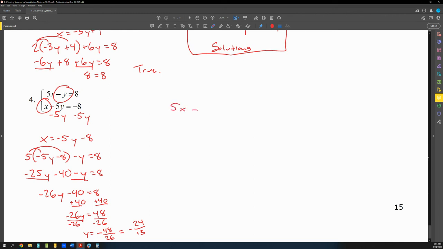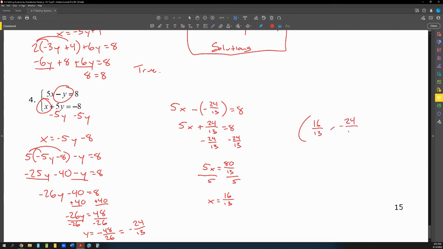So we have 5x minus a negative 24/13 is equal to 8. So now we have 5x, and this double negative cancels out. So we have plus 24/13 is equal to 8. Subtracting 24/13 from both sides, we get 5x is equal to 8 minus 24/13, which is 80/13. And finally, dividing both sides by 5, we get x is equal to 16/13. And that cannot be reduced, so that's our final answer for x. So our solution as an ordered pair is 16/13 and negative 24/13. All right, so that one had one solution.